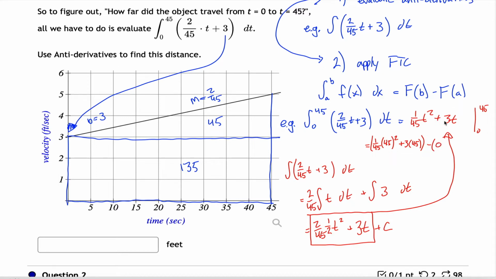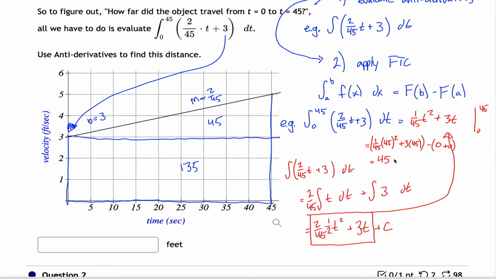This turns into a 0, and this turns into a 0, so I'm not really subtracting anything here. What's this equal to? Well, 45 squared, I don't know what that's equal to, but I don't have to figure it out because one of those 45s will cancel with this 45. So 1/45 of 45 squared is just 45.